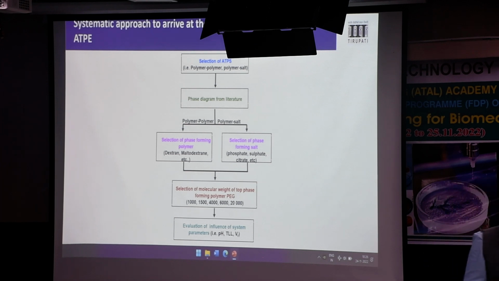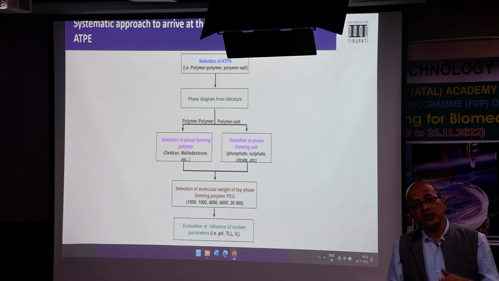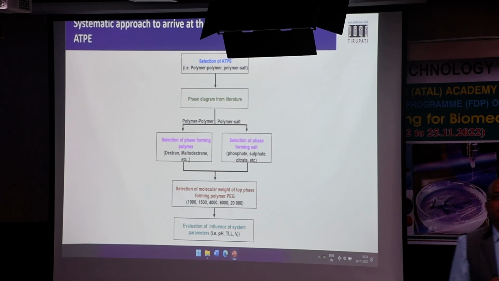The first step is I have to make a selection: whether polymer-polymer or polymer-salt. Preferably I will go for polymer-salt for two reasons. In these aqueous two-phase systems, the density difference between the two phases is very low because 80 to 90% is water. That's why phase separation is an issue. Adding to that, the interfacial tension is also low. So, as we already discussed, it forms an emulsion. That is another issue.